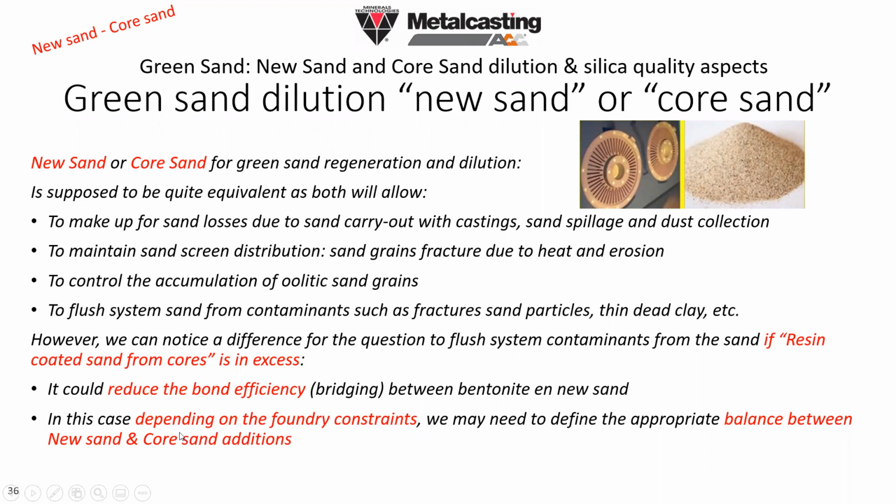In this case, depending on the foundry constraints, it will depend on each foundry, in fact. We may need to define the appropriate balance between new sand and coarse sand addition. For example, if you get 2 kilos of coarse sand entering, you may need to put 1 kilo new sand to compensate and have a balance. Or you may need to put 2 kilos new sand to compensate and balance. In some cases, you may need no new sand at all because you have sufficient dilution with the coarse sand. But again, no general rule, more a rule for each foundry, depending on each foundry's constraints.